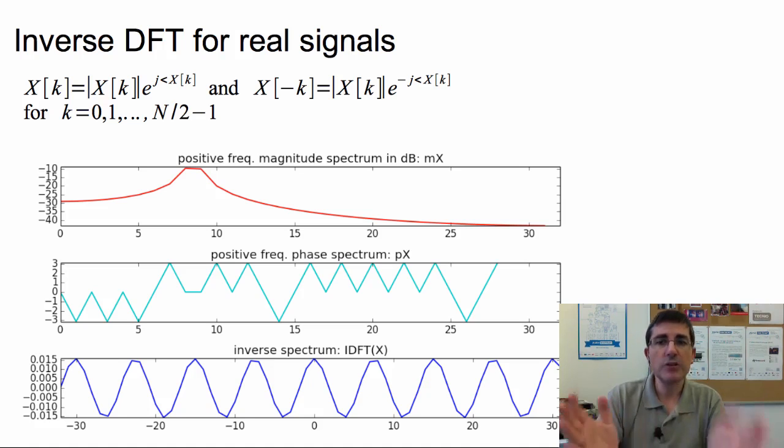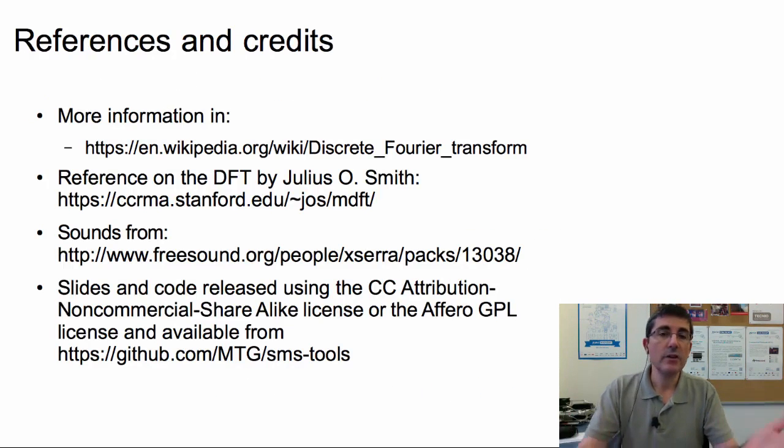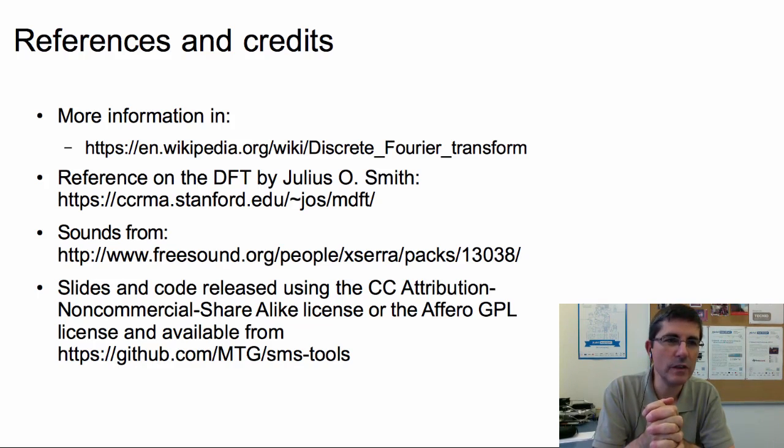Okay, so we'll come back to these concepts in the next lecture, so do not worry if you still are not understanding this concept completely. Again, you can find a lot of information about the discrete Fourier transform in Wikipedia, and of course on the website of Julius. And here you have all the standard credits that we have in every class.